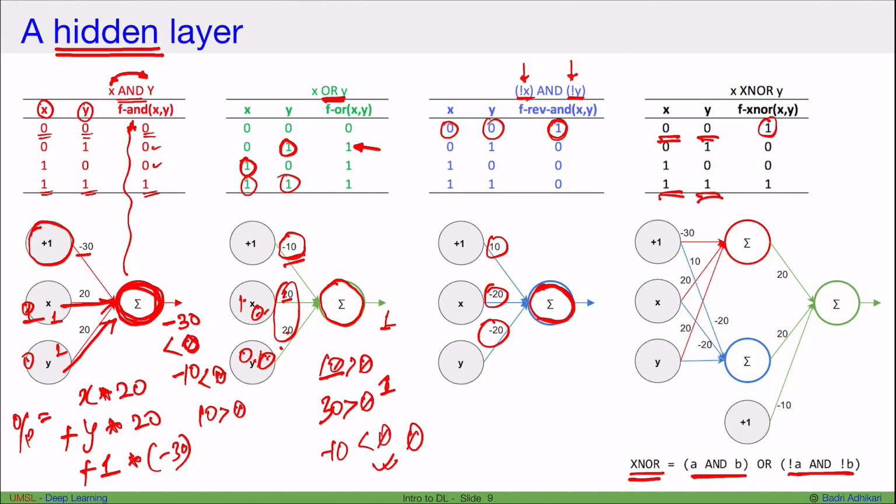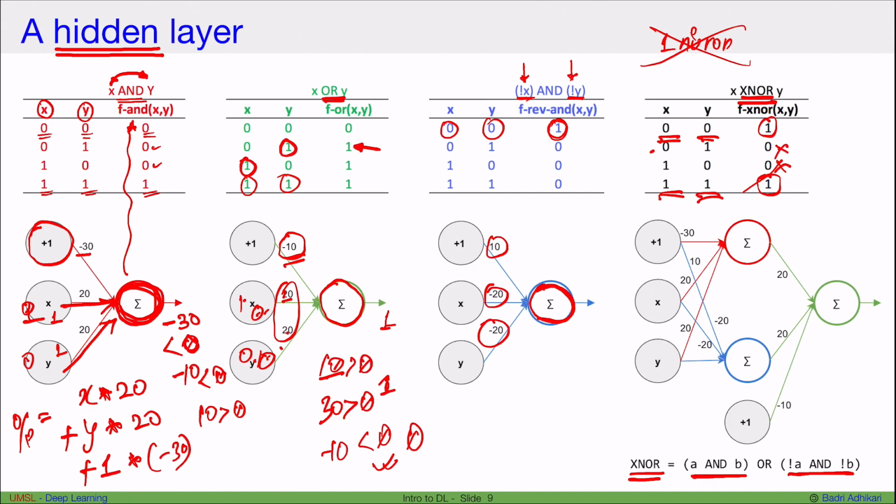then the output is 1, otherwise the output is 0. To represent such a function, which is the XNOR relationship, a single neuron, one neuron, cannot accomplish this. We need to have at least 3 neurons sitting like this.